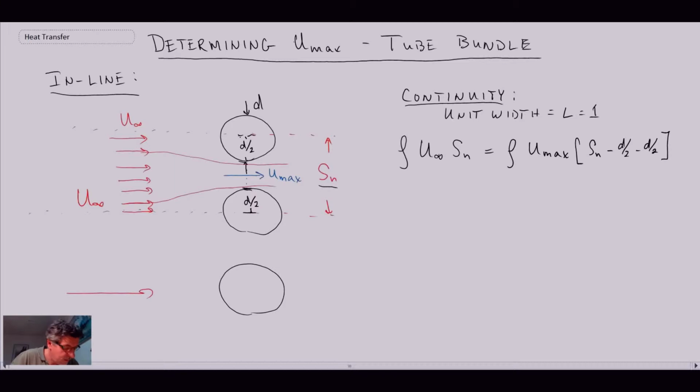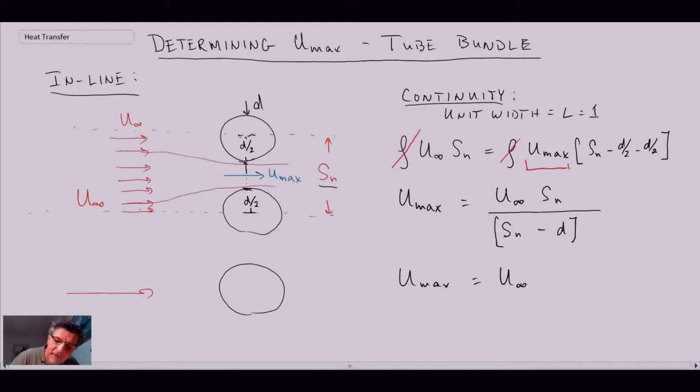We can now do some rearranging. First of all, density is going to cancel from the left and the right-hand side. And I want to evaluate this so that I can isolate Umax, because that's what we are interested in. So we then obtain an expression for Umax is equal to the free stream velocity multiplied by Sn divided by Sn minus d. And that is the way that we can evaluate Umax when we have the inline arrangement.